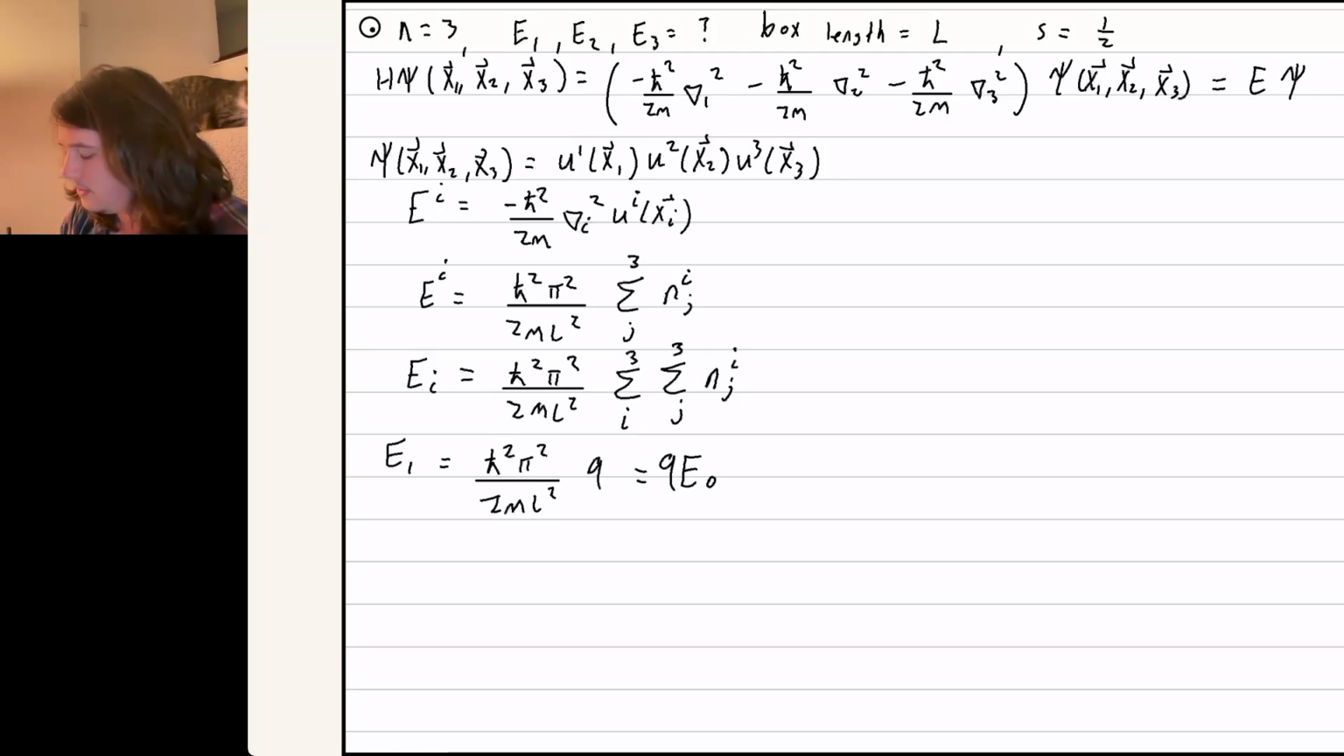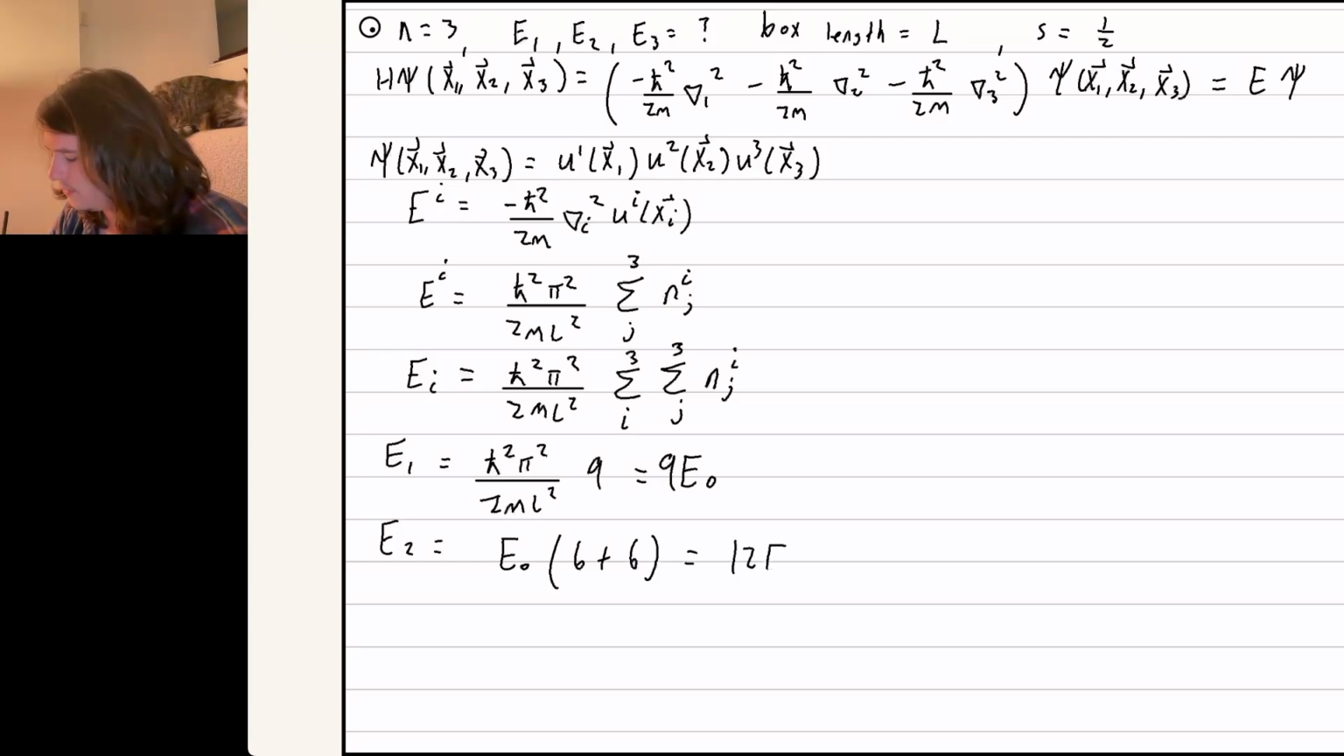Then E2, the first excited state: one of the particles will be in its first excited state, so n will equal 2 for one of the particles. Hitting 2 three times, and you're hitting 1 six times. So it'll be 6 plus 6, so 12.